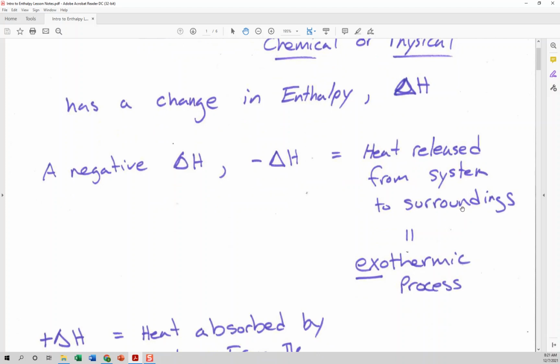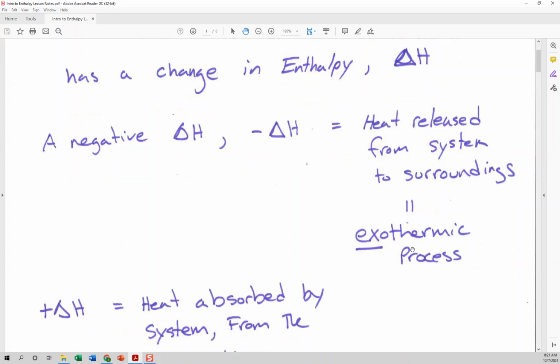And remember, your perspective is a perspective of the surroundings. So if you see temperature increase, that means energy is being released from the system to the surroundings. Anyway, if you have a negative delta H, that's an exothermic process. Heat's being released by the system. Where does the heat go? It goes to the surroundings.